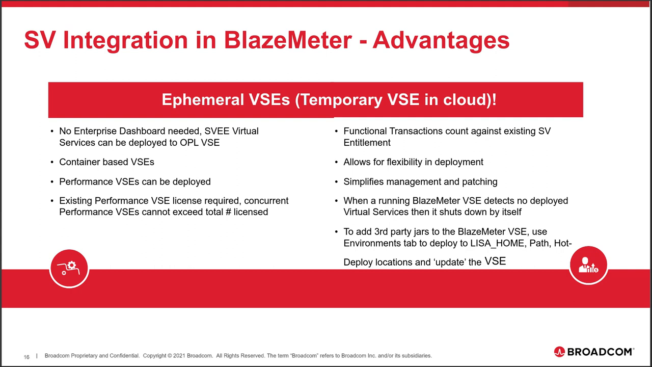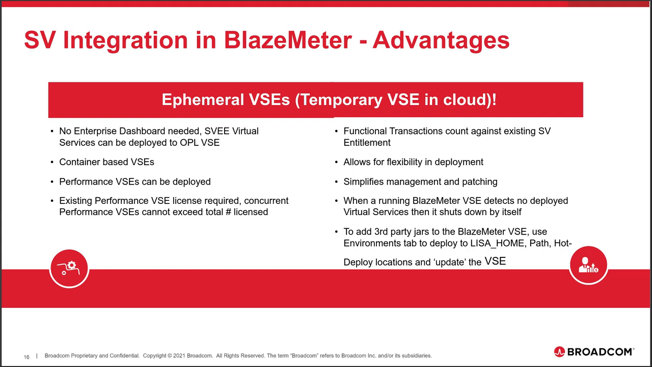Licensing works the same way as licensing works today. So we measure concurrent performance VSCs, and we also measure transactions for transaction packs. And based on your entitlement, you will see how many concurrent performance VSCs you have running as a Blaze VSC. You'll also be able to see how many transactions have been run. You get that data out of BlazeMeter, just like you get it out of the enterprise dashboard today. And you would just add that information together.